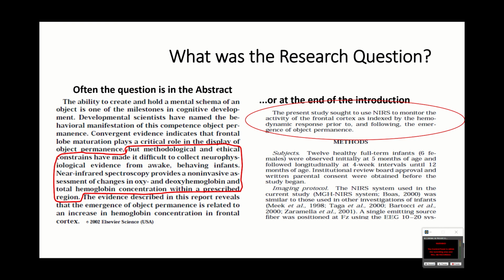If you don't find the research question specified in the abstract, often it can be presented at the end of the paper's introduction section. So you can see this very clearly in the Natalie Portman paper where they say the present study sought to use NIRS or near infrared spectroscopy to monitor the activity of the frontal cortex as indexed by the hemodynamic response prior to and following the emergence of object permanence.